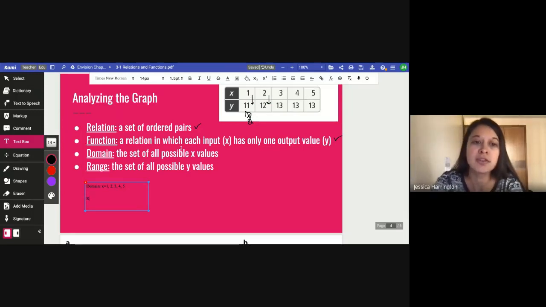And then the range is the set of all possible y values that are allowed in a function. So in this case, what's our range? Well, y is allowed to be what? Let me make this a little bit bigger for you in case you can't see it.